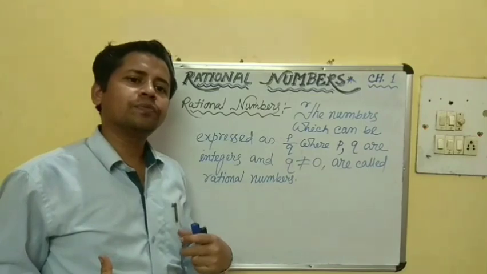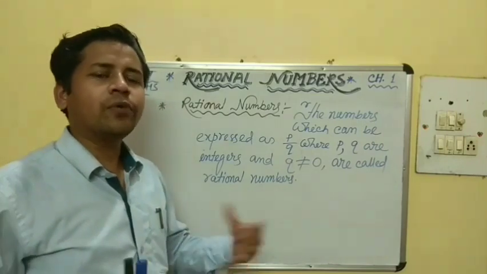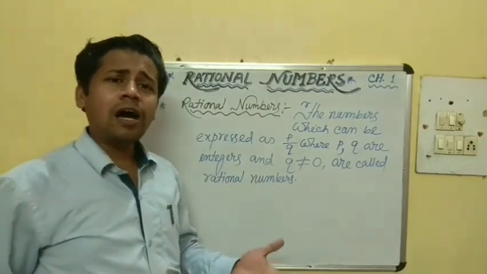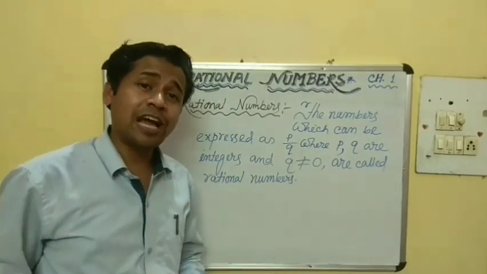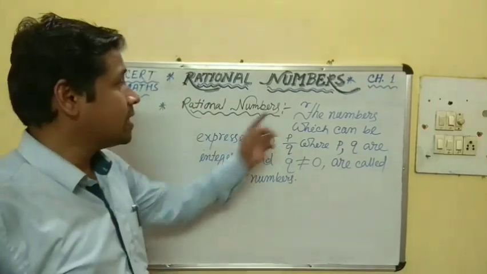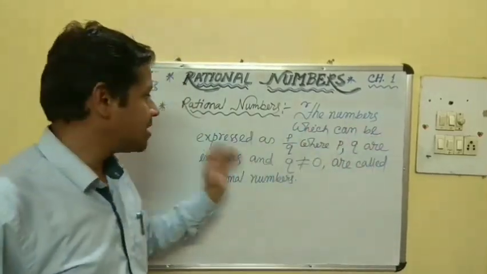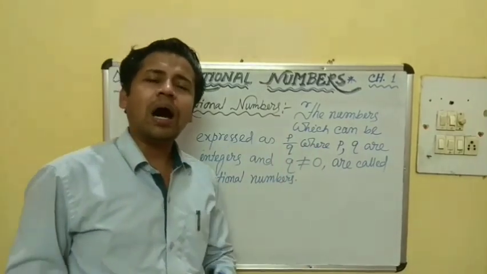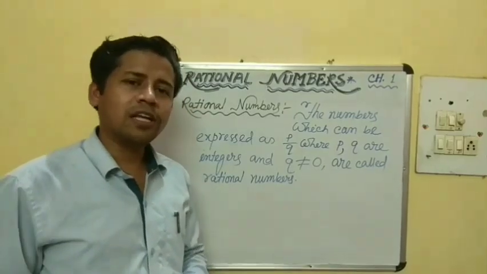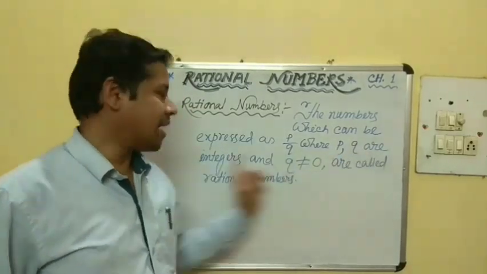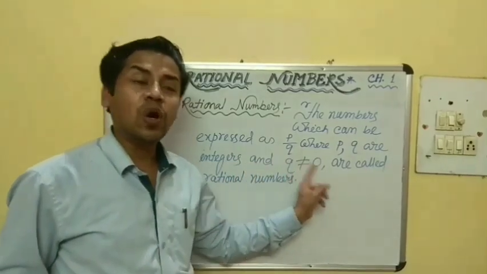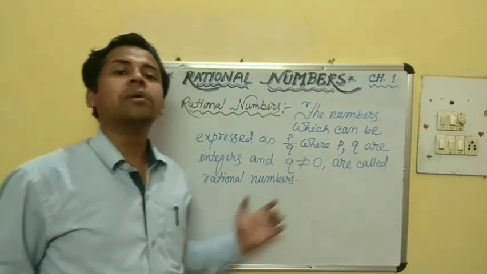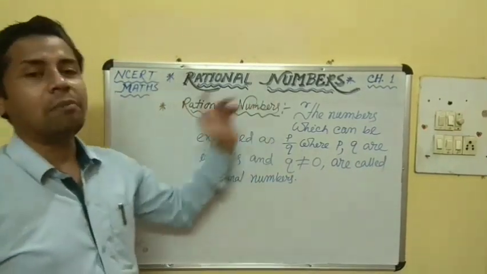There are also some numbers which we are going to discuss now. Those are the rational numbers. Rational numbers are the numbers which can be expressed in the form p by q, where p and q are integers, and q is not equal to 0. Q will be a non-zero term. Those numbers are called the rational numbers.